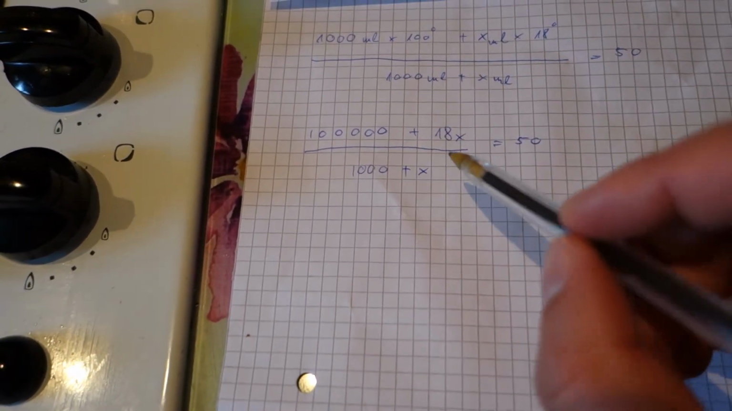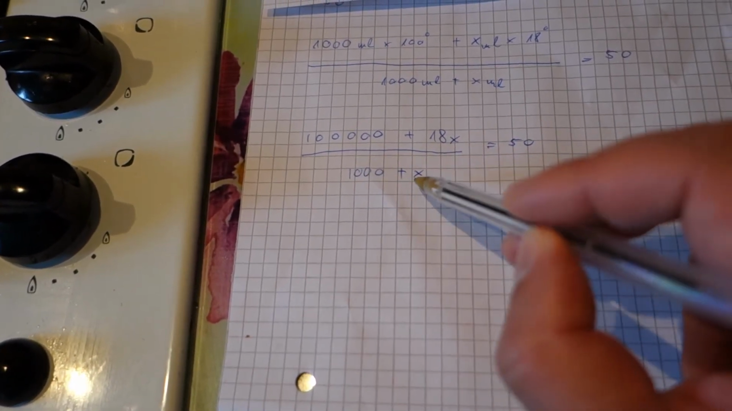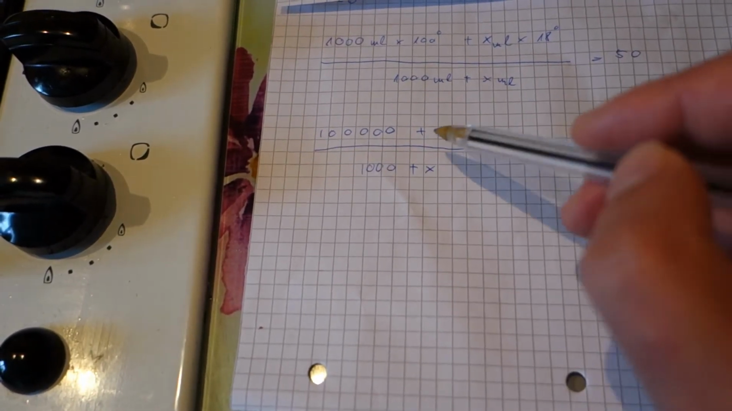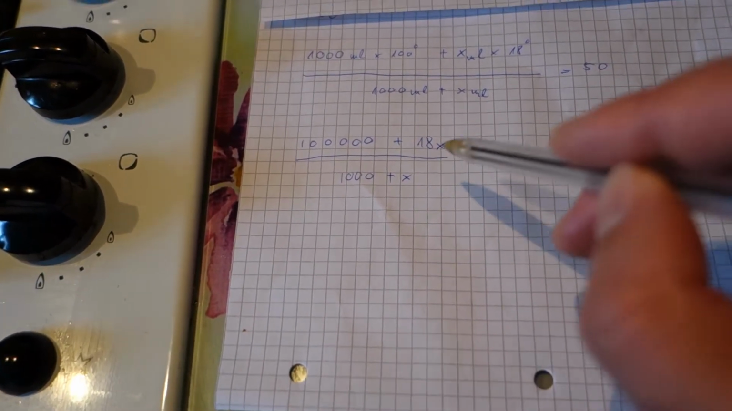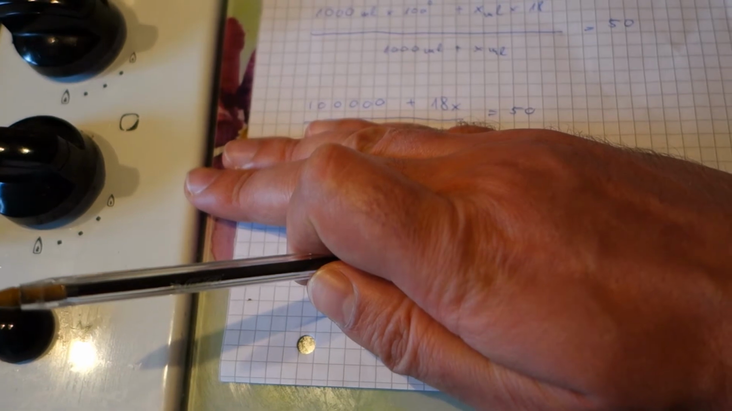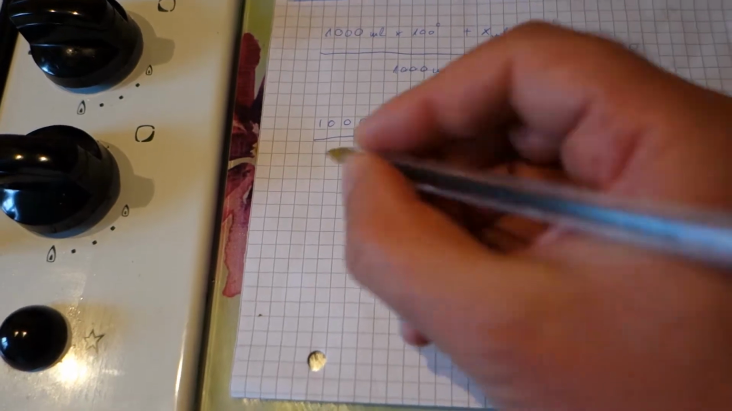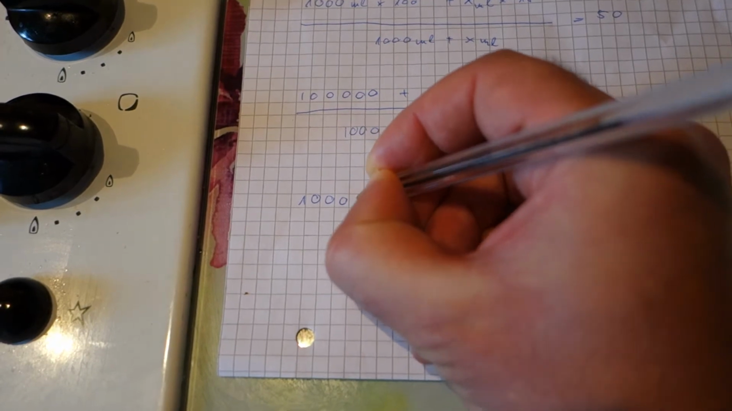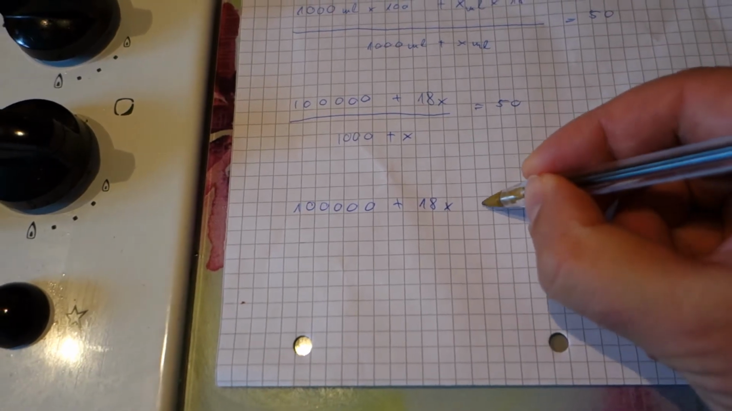Okay, so what we do now, because these two sides equal, we can grab this 1000 plus X and multiply the whole thing with it. So if we multiply 100,000 plus 18X divided by 1000 plus X by 1000 plus X, this will disappear, right? Because you divide it and then you multiply it with the same thing. So on one side you will have 100,000 plus 18X equals to something.